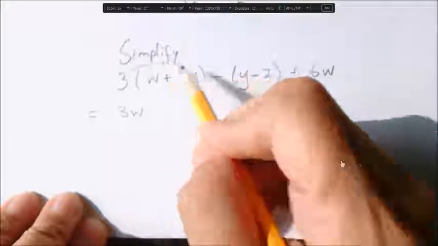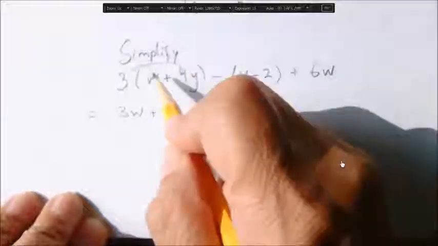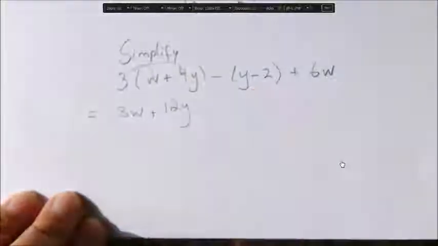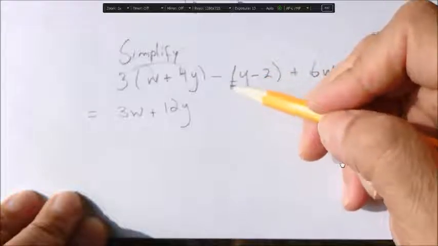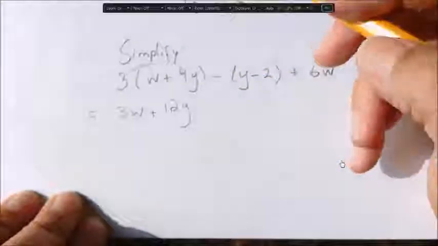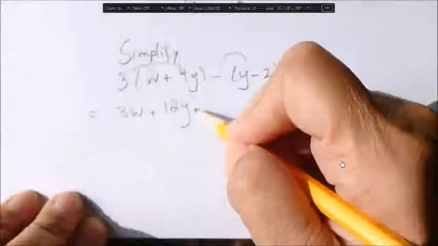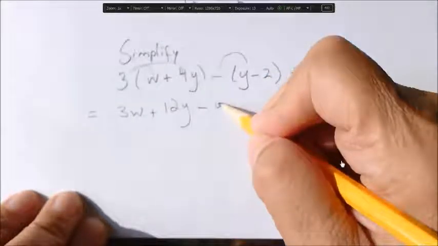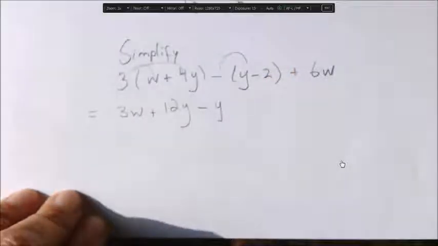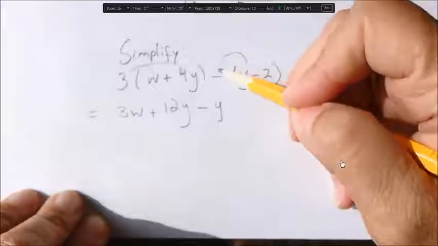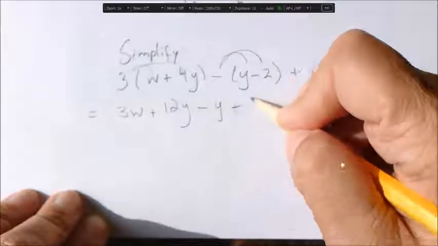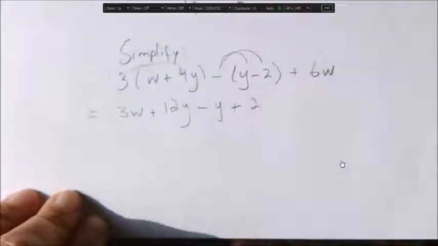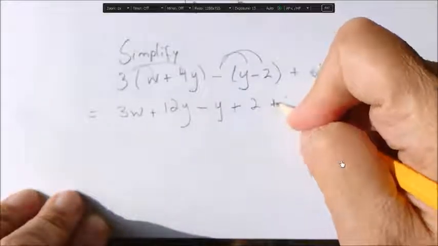3 times 4y, you just multiply the coefficients, so that's 12y. This is here negative 1. When you don't see a number, that's a fake 1. So negative 1 times y is negative 1y. And notice I'm not writing it because you can leave out 1s when they're the coefficient. And then negative 1 times negative 2 becomes positive 2. And then we have our 6w.